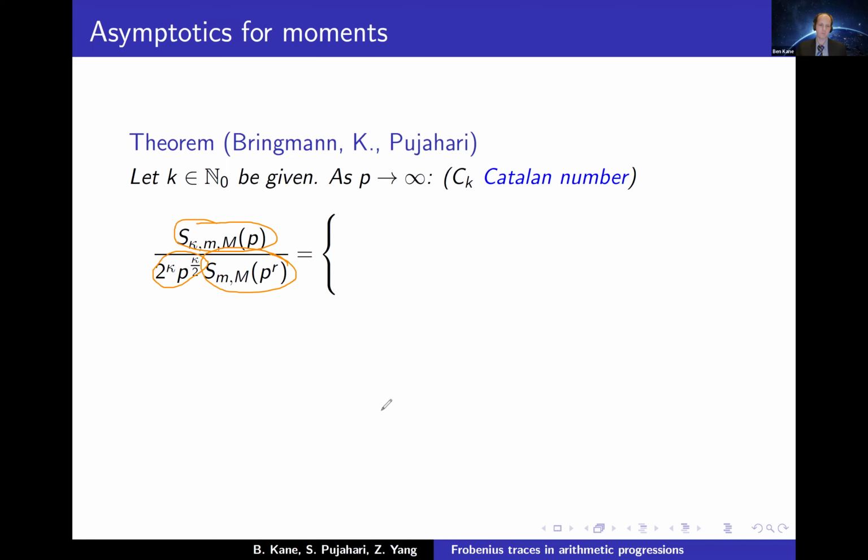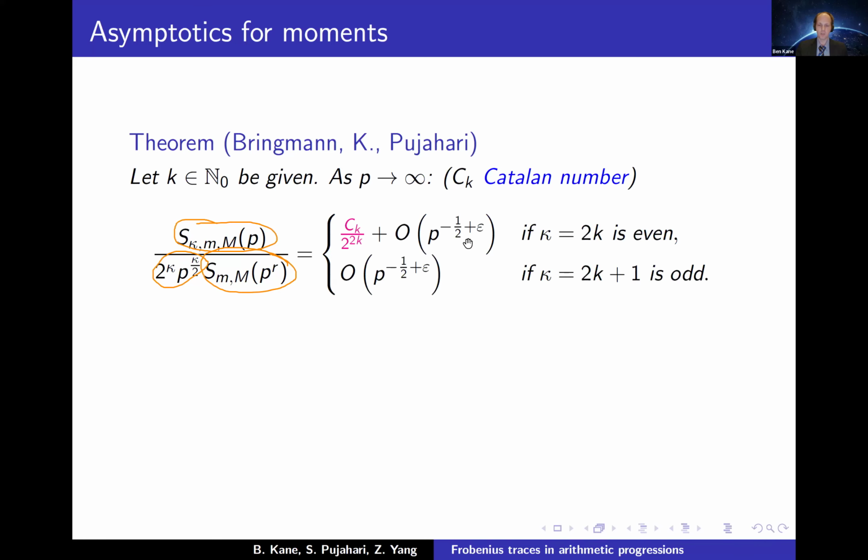This S sub mm, that's the kappa equals 0 case. So the kappa equals 0 case will just be like a count, right, of the number of elements in the set. It's slightly weighted, because we have this 1 over the number of automorphs, but essentially it's just counting the number of elements in the set. So this ratio is exactly the probability we've been looking at in every single step, or the weighted moment essentially. And what we get is that this is the kth Catalan number divided by 2 to the 2k if kappa is even, plus an error term which goes to 0 as the prime goes to infinity.